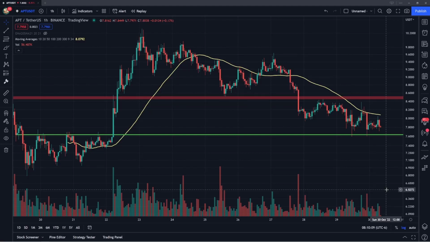Today I'm going to be providing a market analysis for Aptos. In this video, I'll cover some key levels of support and resistance, some moving averages like this yellow one, which is the 50-period average, as well as some trends I'm noticing here on the volume.